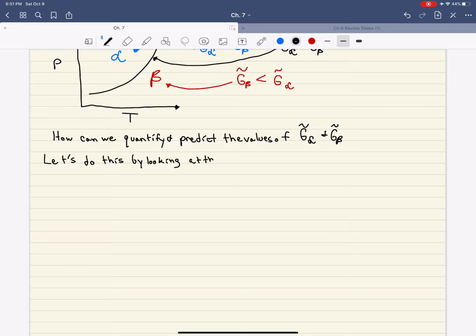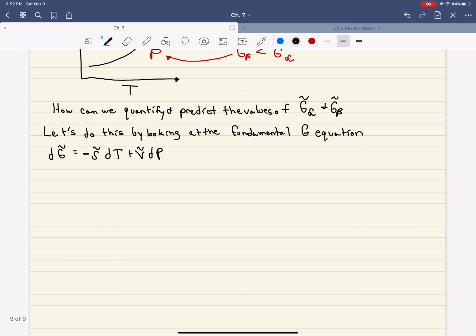The fundamental G equation, if you do your thermodynamic square, you see it's this. The partial derivative of G with respect to T at constant pressure is equal to negative entropy, and the partial derivative of G with respect to pressure at constant temperature is equal to the molar volume.